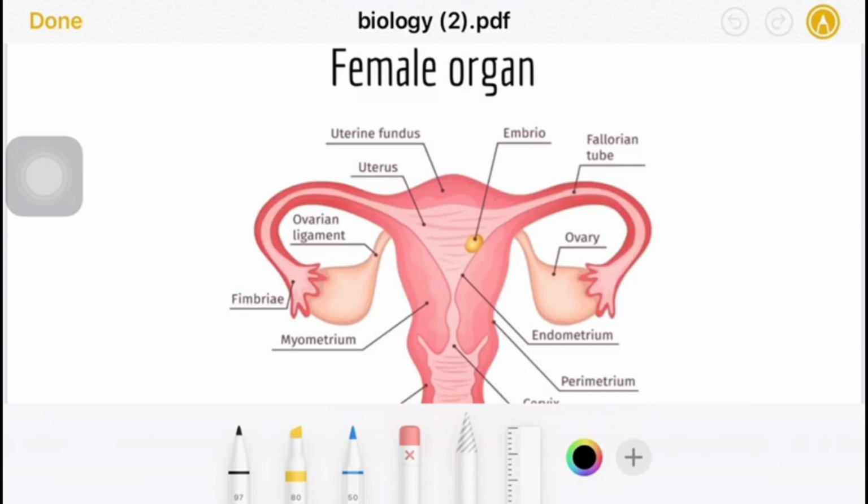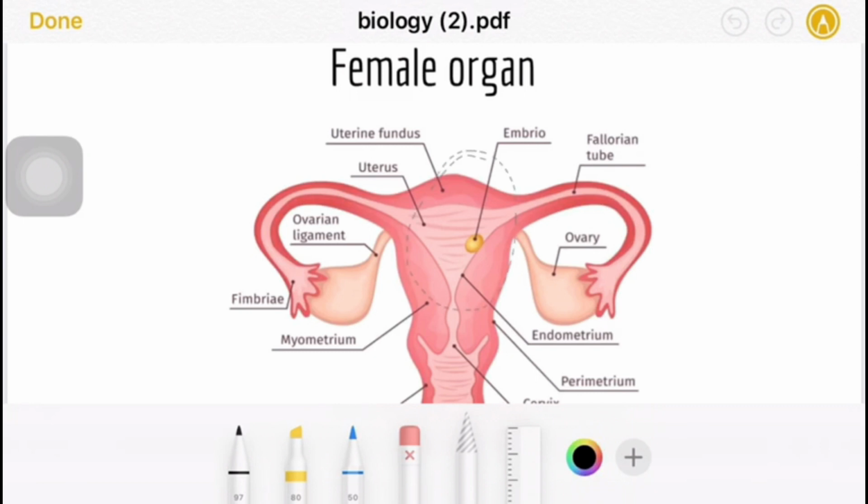cannot reach the ovum. During ovulation, the oocyte is swept from the ovary to the fallopian tube by the combined action of fimbriae and cilia over this tube. And then the developing embryo will be swept into the uterus by ciliary movement and tubular muscle contraction.